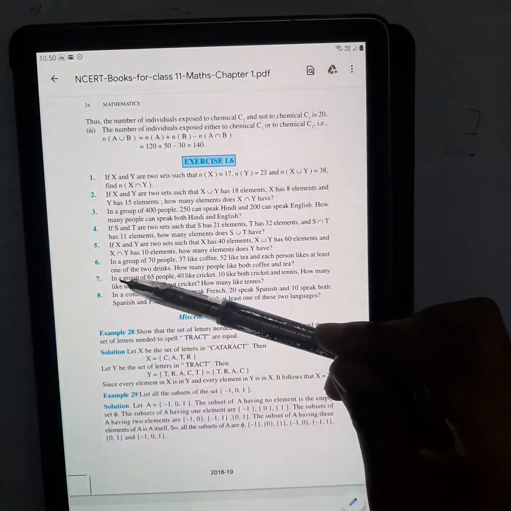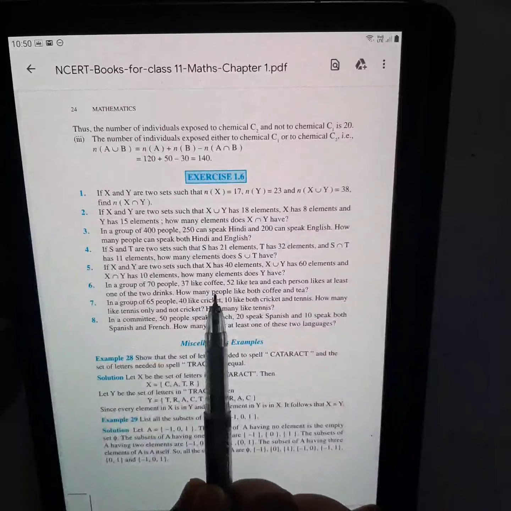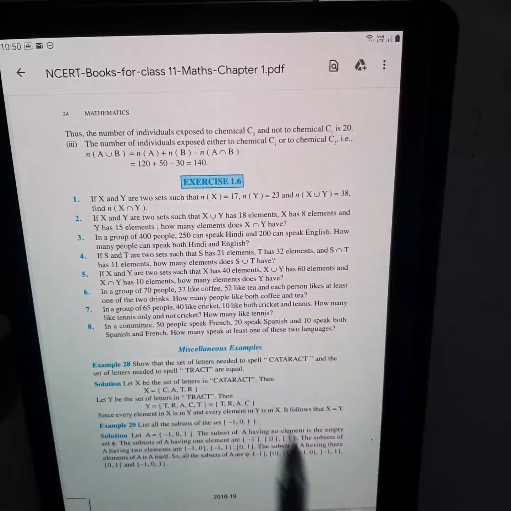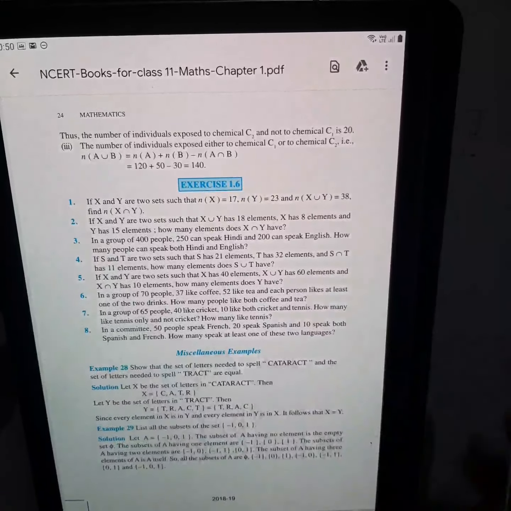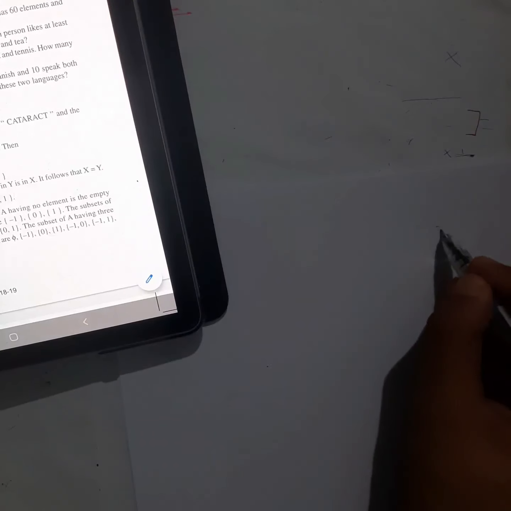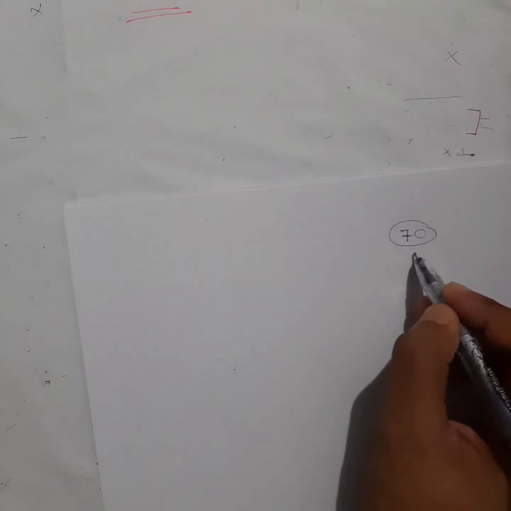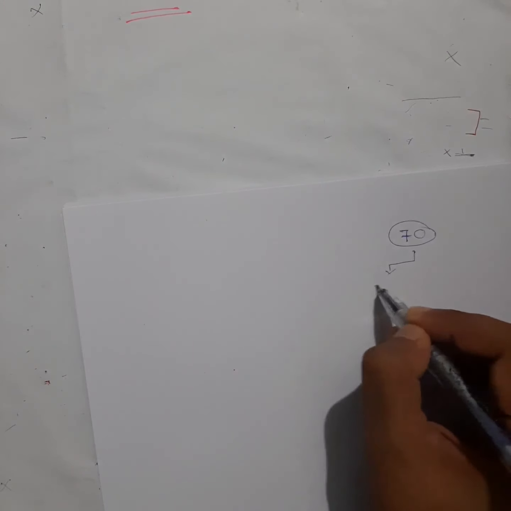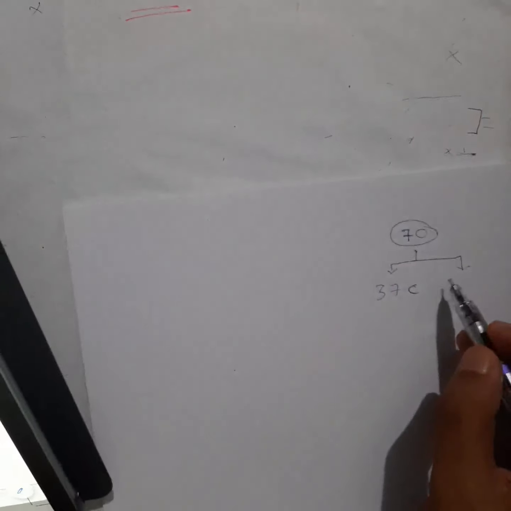So 6, what it says: in a group of 70 people, so there are 70 people, 37 like coffee, 52 like tea, and each person likes at least one of the two drinks. Now see here what they have said is, there are how many people in a group? There are 70 people. Okay, out of this 70 people, they have said 37 like coffee and 52 like tea.